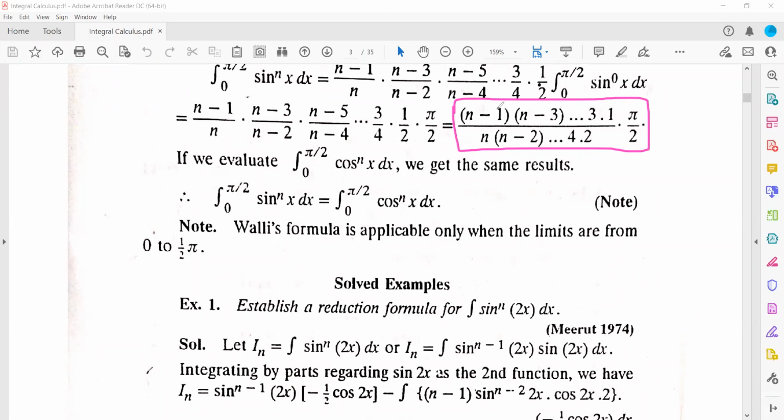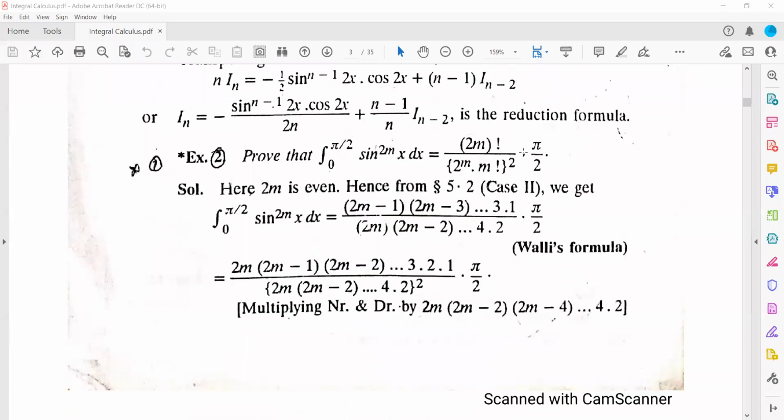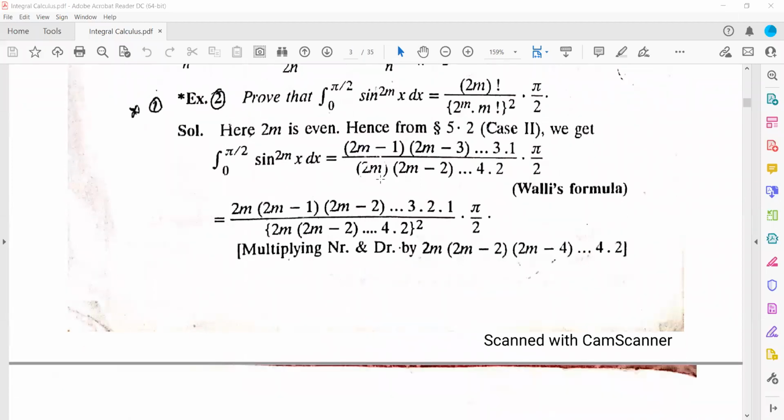So that has been written. If you know this formula, then only you can write that one, otherwise not. So that's why you must remember that formula. I have just written that one, nothing more.